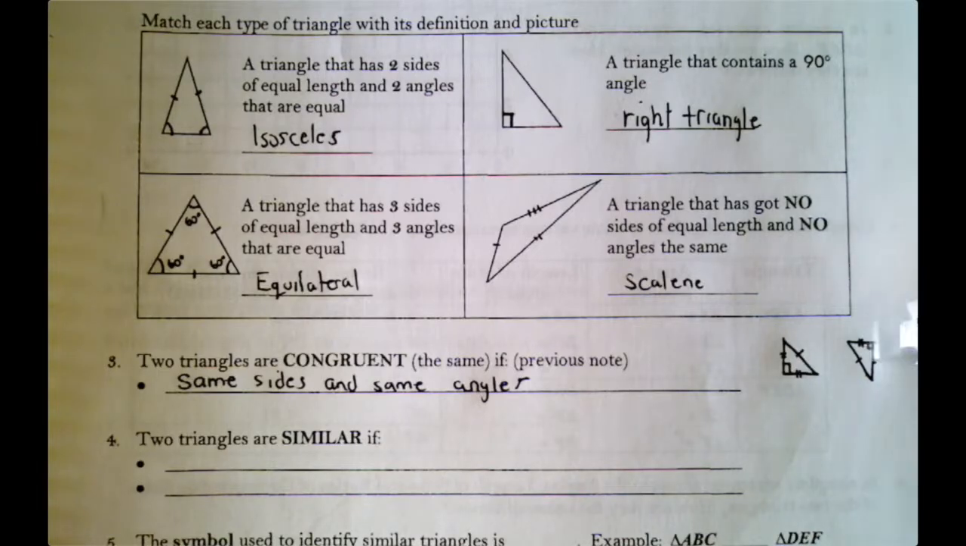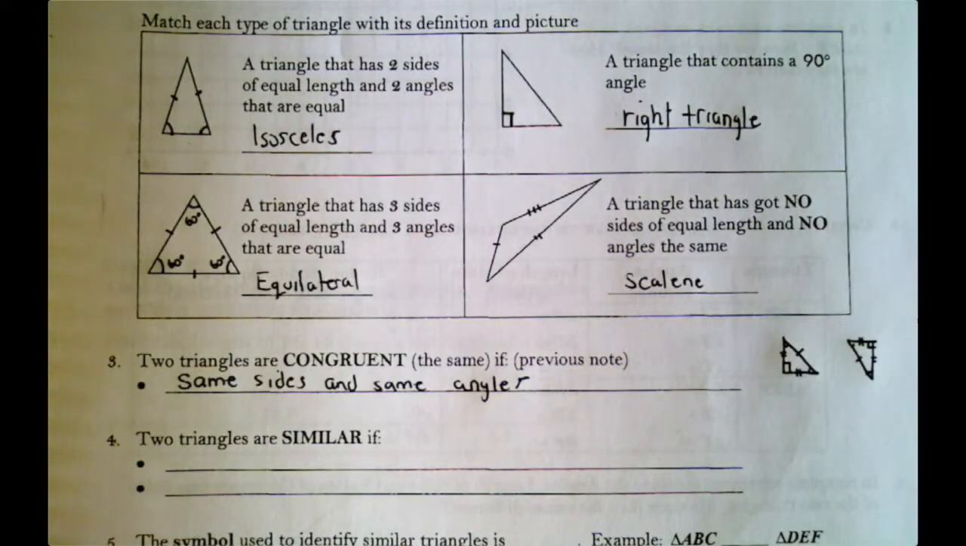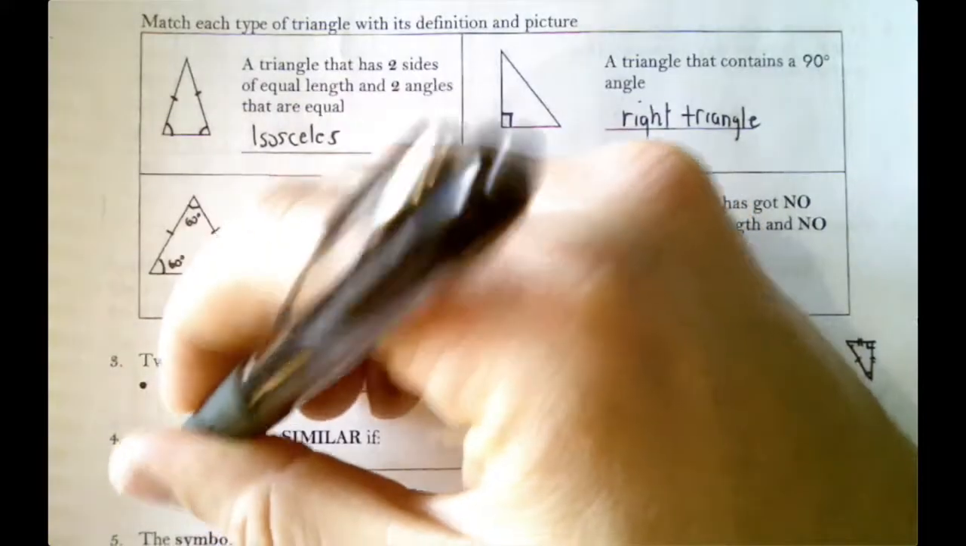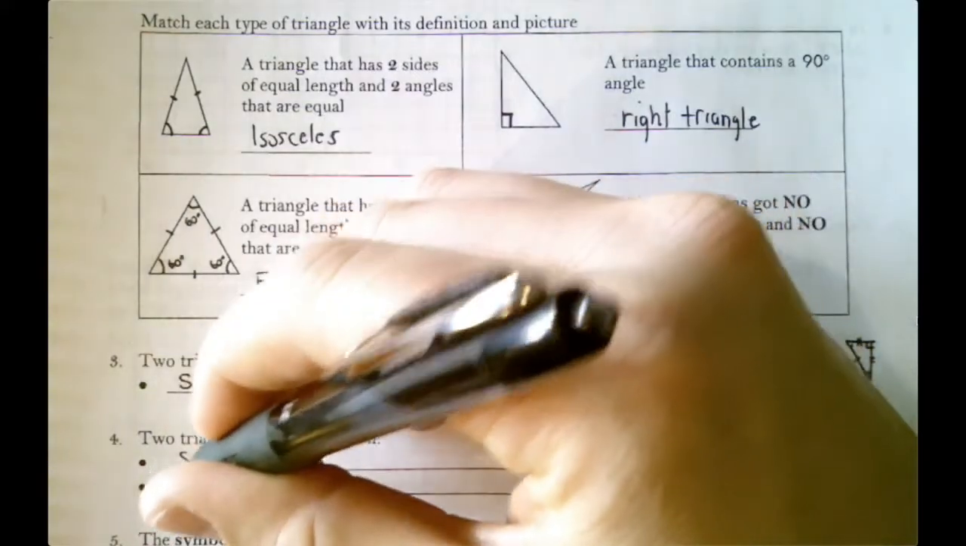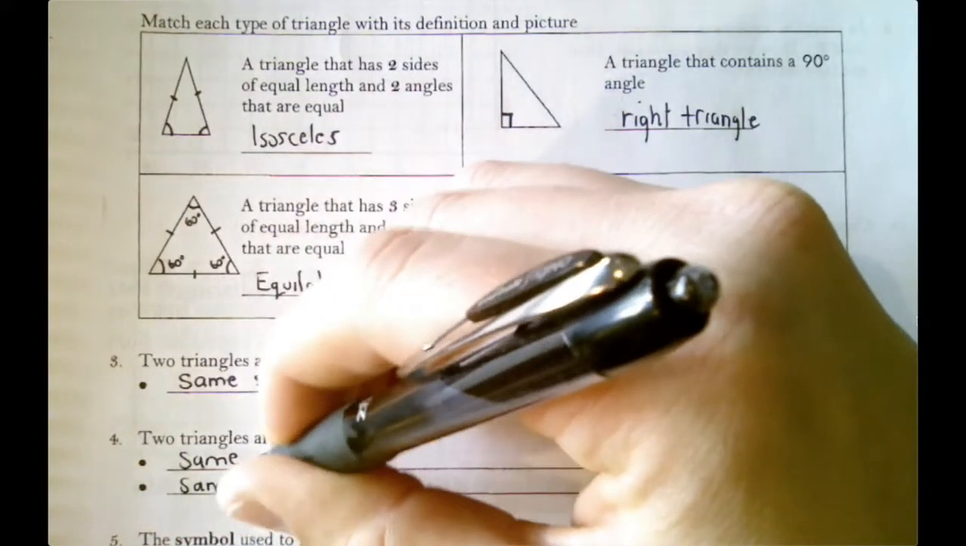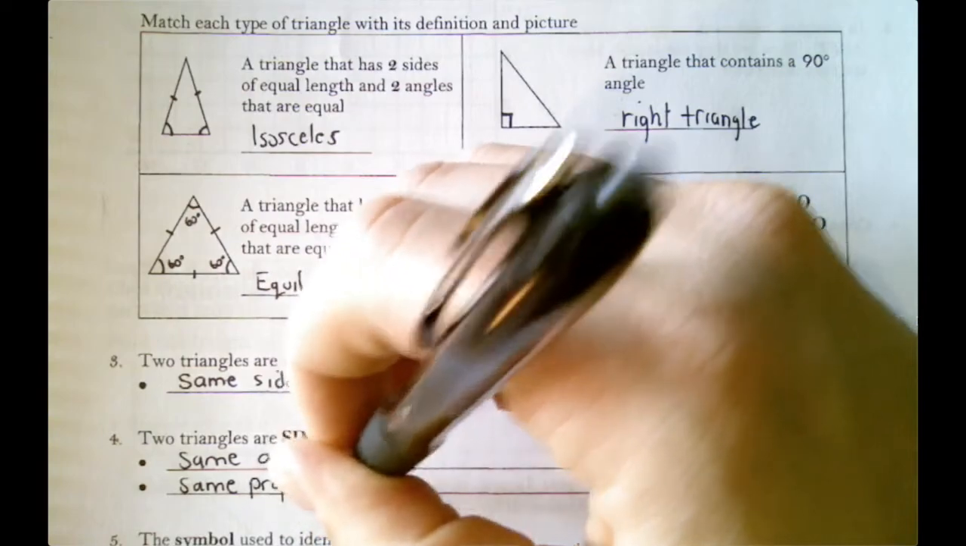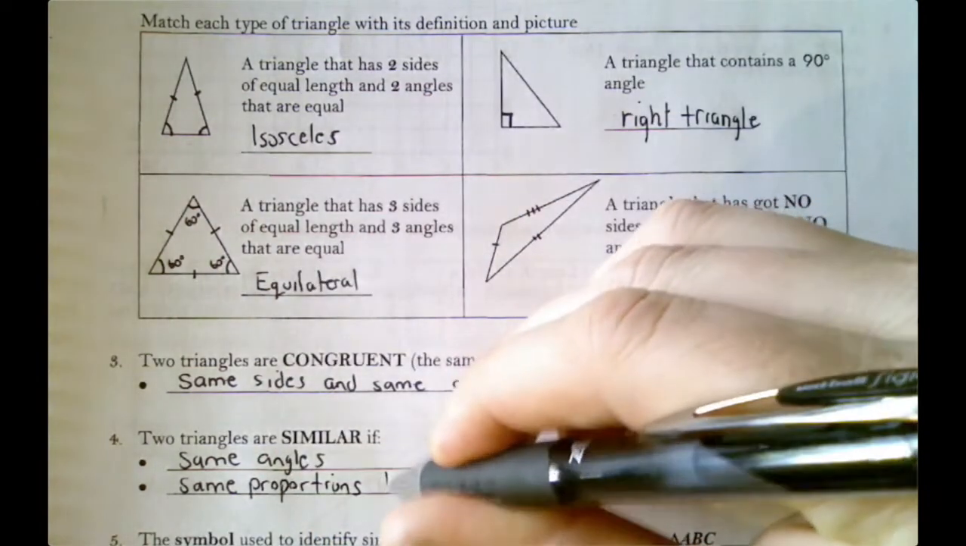So all of the angles and all of the sides have to be the same. So the little ticks, if the double tick means that these two and these two sides are equal to these two sides. Single tick means that side's equal to that side, and if you have a little circle at an angle, it means that angle and that angle are the same. Similar means that you have the same angles and the same proportions between sides.